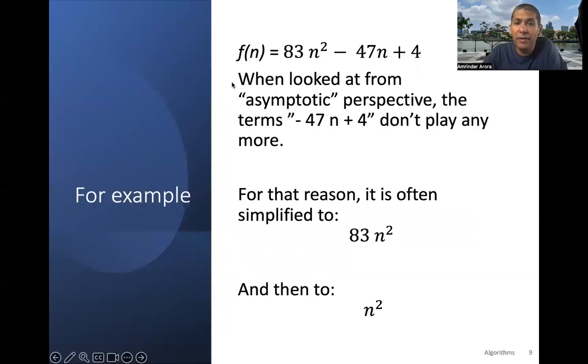If we take another example, let's suppose we have f of n equal to 83n squared minus 47n plus 4. From the asymptotic perspective, now that we have a little bit more understanding of the word asymptotic, the lower order terms, negative 47n plus 4, don't really play any real role. For that reason, such a function can often be simplified to 83n squared, and in fact even just to n squared, because 83 is just a constant which we can attribute to the machine speed, etc. Rather, the n squared function already encompasses the rate of growth, and that's what we are really interested in.